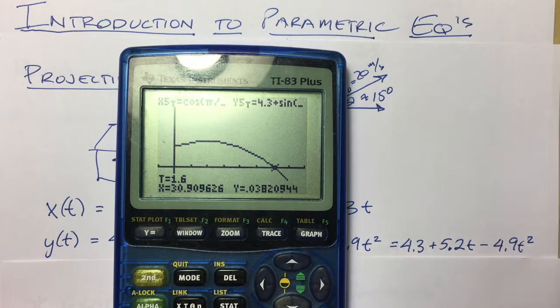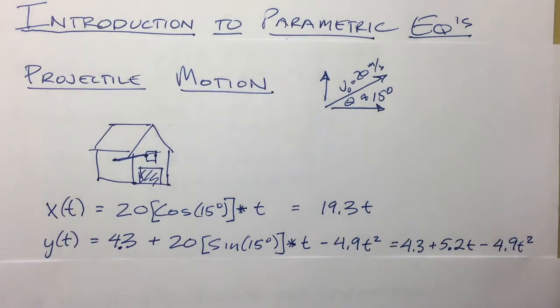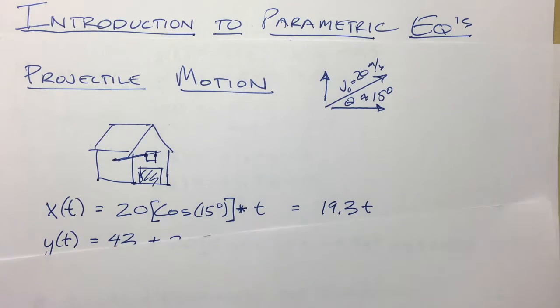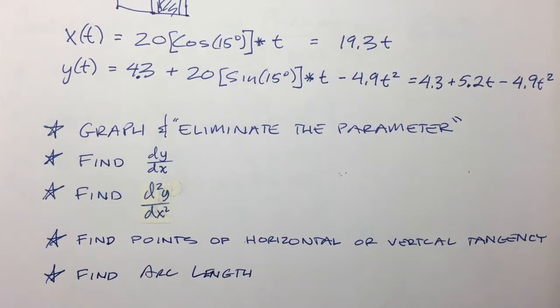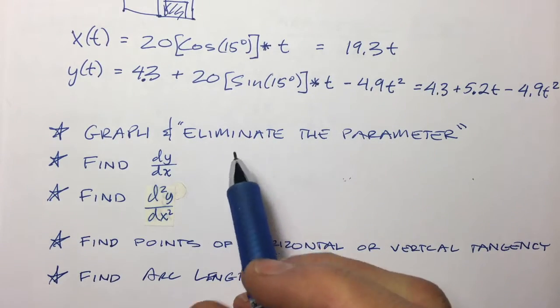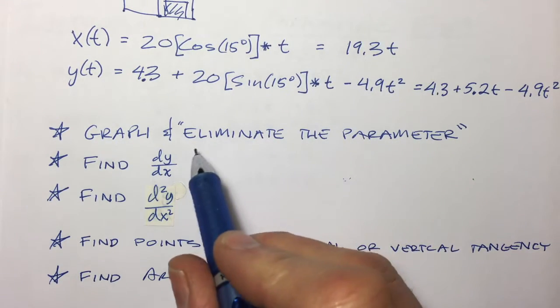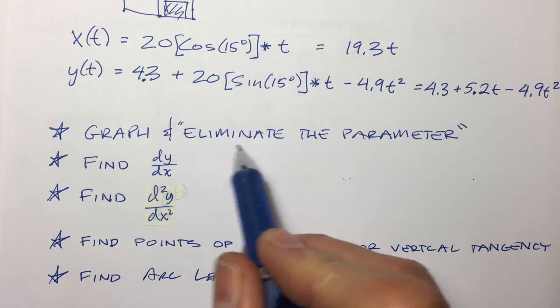I could find out how high and do other things like that, but let's do it mathematically. So parametric, you guys should be able to do some basic things like the following. You should be able to graph like we just did by hand if you go slowly, but the calculator's faster, but then also eliminate the parameter.